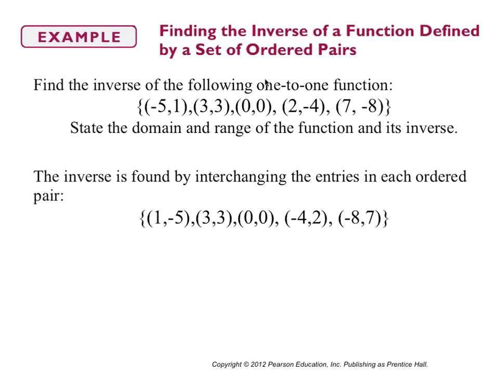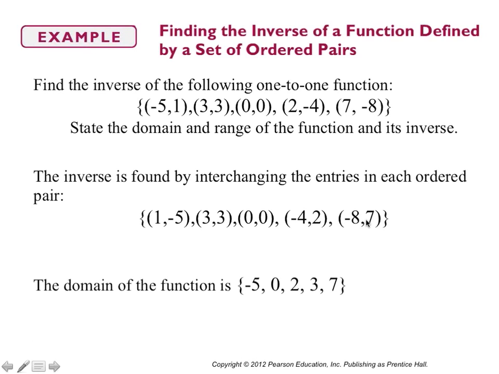All you have to do is just flip your x's and your y's around. So instead of (-5, 1), we now have (1, -5). So we've just interchanged the x's and y's. Now (3, 3), when we interchange those, it doesn't change at all, so you're still just left with (3, 3), same thing with (0, 0). If we take (2, -4) and we flip it around, we get (-4, 2). And if we take (7, -8) and flip it around, we get (-8, 7).